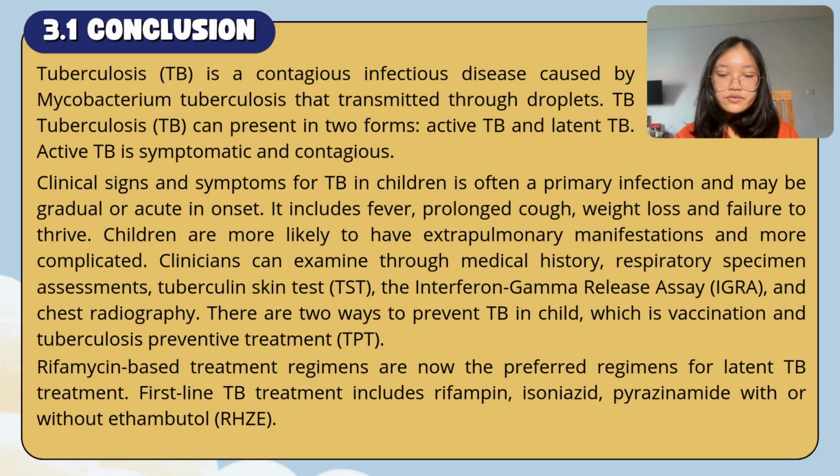There are two ways to prevent TB in children, which are vaccination and TPT or tuberculosis preventive treatment. Rifampicin-based treatment regimens are now the preferred regimens for latent TB treatment. First-line TB treatment includes rifampicin, isoniazid, pyrazinamide, and with or without ethambutol, or RHZE.